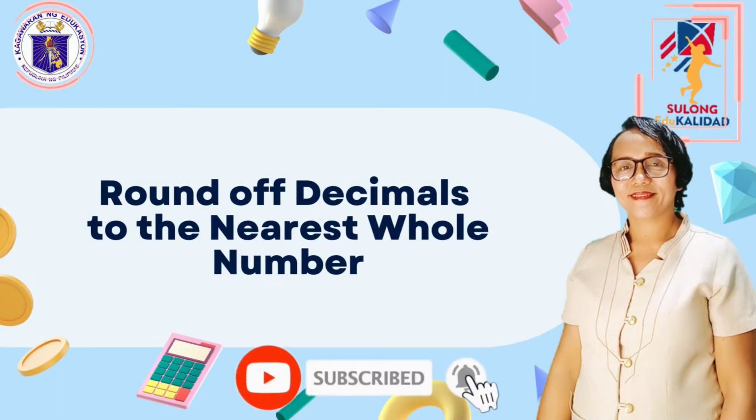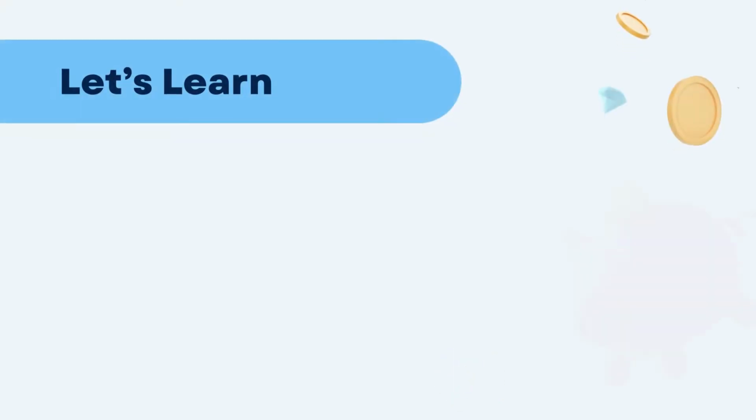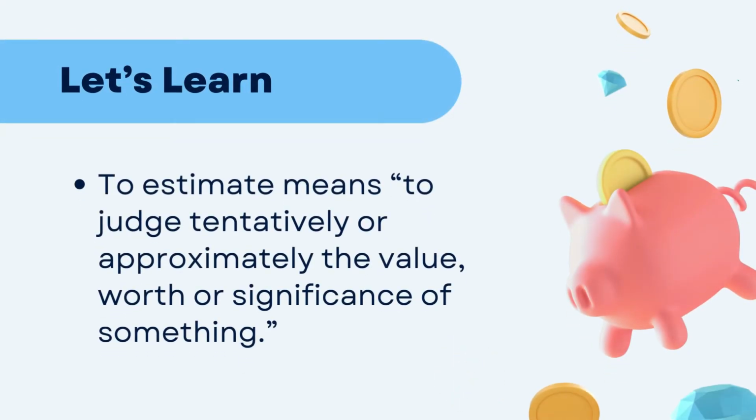Round off decimal to the nearest whole number. To estimate is to judge tentatively or approximately the value, worth, or significance of something.